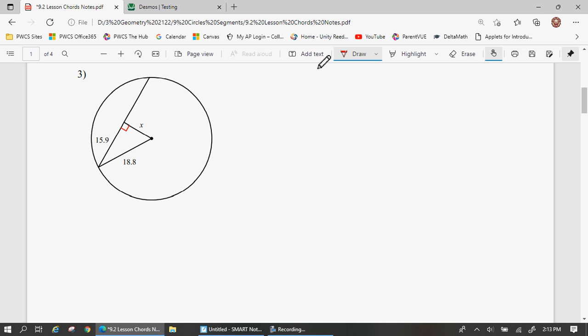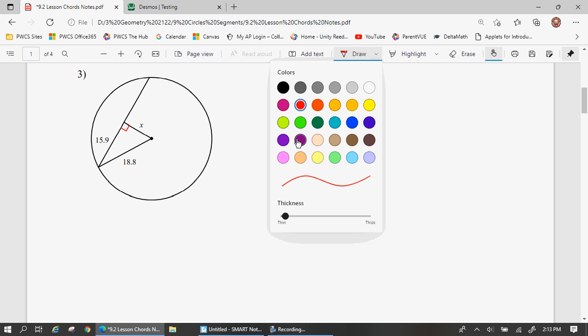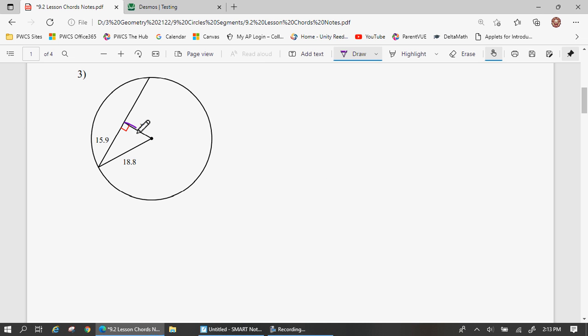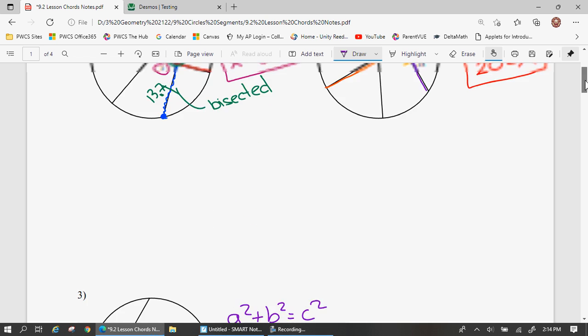So again, this one maybe is a little less going on. This happens even if we have a radius. A radius is just part of a diameter, so we still get that right angle. And so we could set up Pythagorean theorem. In this case, 18.8 is across from my 90, so that's my hypotenuse. And we don't have to finish this one out. What I just want you to know is that this relationship exists.